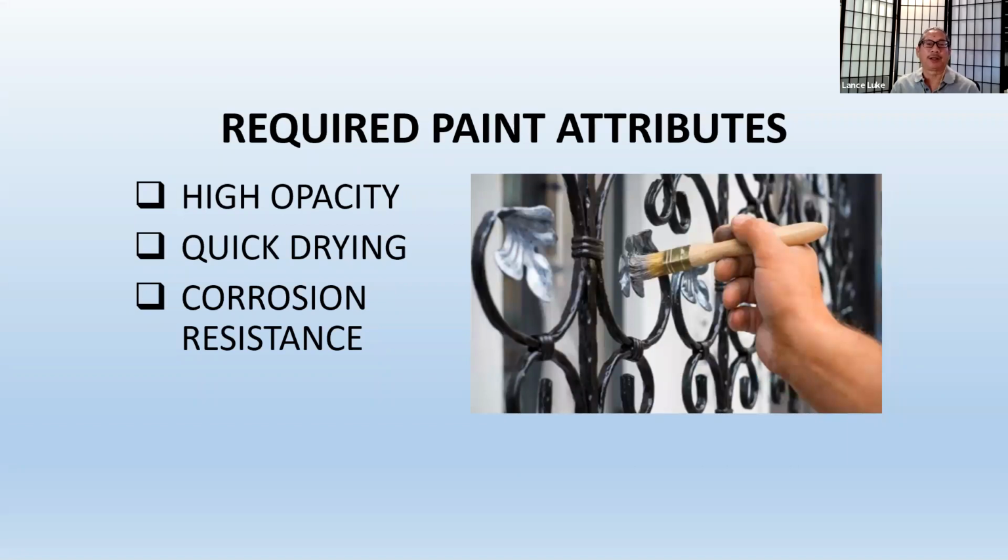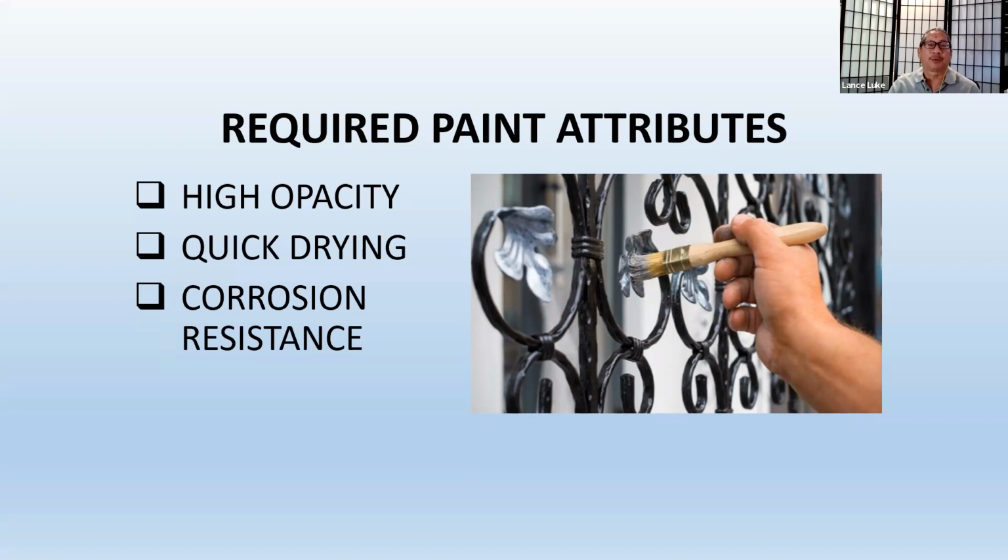High opacity, quick drying, corrosion resistance if you're painting any kind of metal or those kinds of objects. Basically you want the paint to perform as intended and last. You don't want to paint and then 2 years later have to paint again because the quality of the paint you used wasn't that good or the workmanship wasn't that good either.